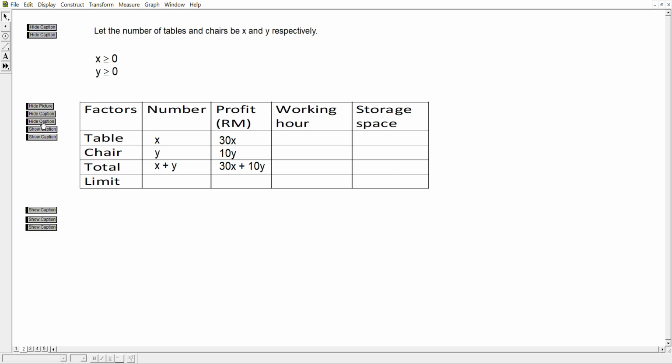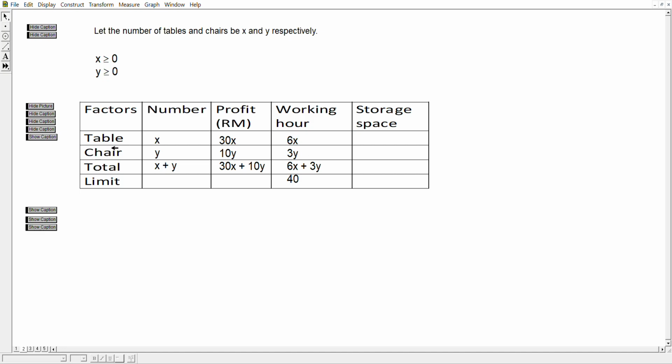Next we look at the working hours. One table needs 6 hours, 2 tables 2 times 6, 3 tables 3 times 6. Sorry, I mixed up chairs and tables. The first row is tables. So 6x means 6 times x. This is the total working hours for making tables: 1 table 6 hours, 2 tables 6 times 2, X tables 6 times X.